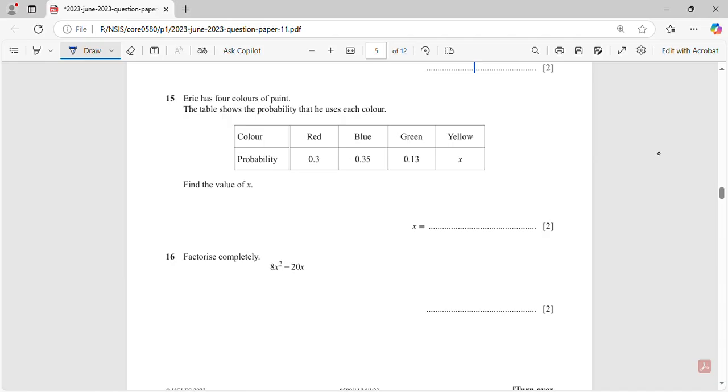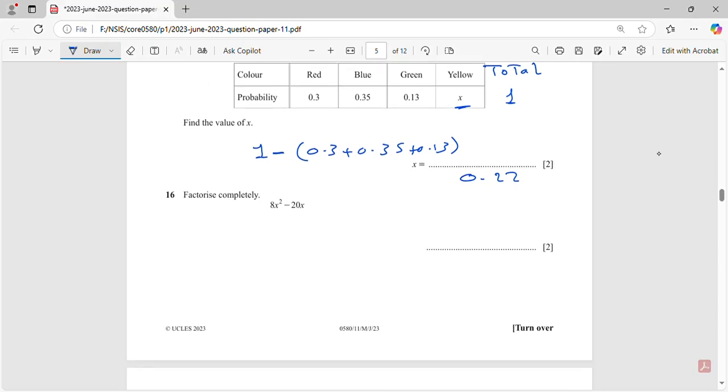Number 15. Eric has 4 colors of pen. The table shows the probability that he uses each color. Of course, I know that the total of any probability equals what? Equals 1, right? So to figure out the missing one, it will be 1 subtracted by the summation of the other probabilities. Do you understand this? Okay. So I subtract them both and the final answer is 0.22.